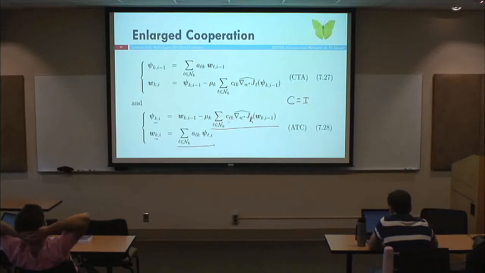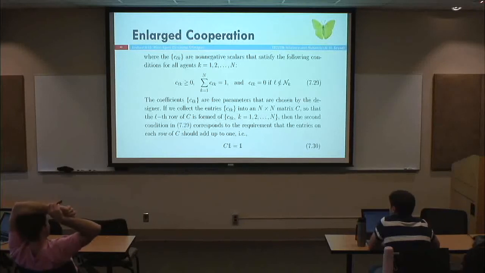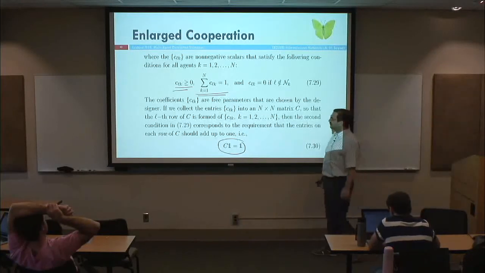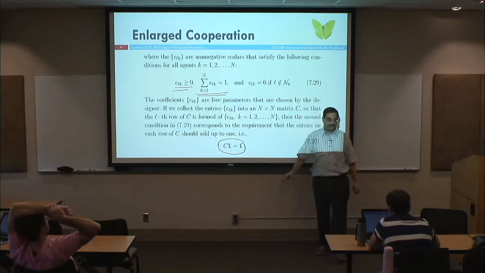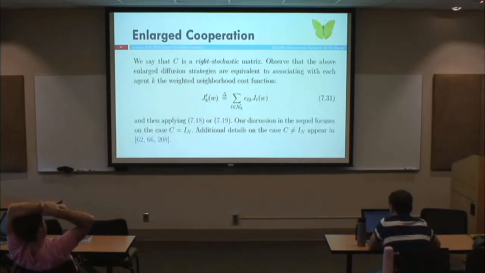Now, another way for you to interpret this result: this is the matrix C, by the way. The coefficients are non-negative and they add up to 1, and the matrix C will be right stochastic rather than left stochastic if you combine these conditions. You can show that C has to be right stochastic as opposed to left stochastic. But this is a detail, we don't need to get into that.